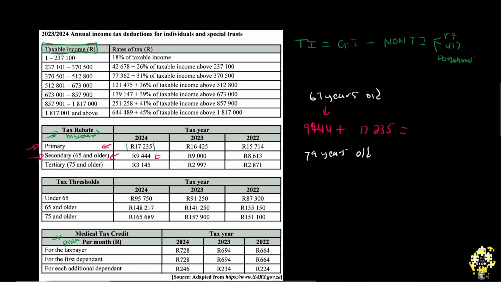Now, what's the first question? The first question is where do they fall in these tax rebates? Well, they fall here under the tertiary. So that means that the first one that we have to account for is the tertiary one, and the tertiary one is 3,145. But is that all?